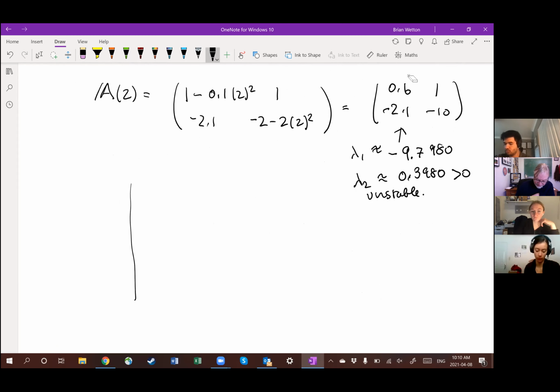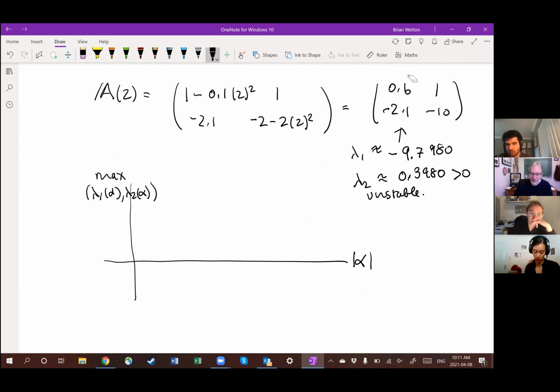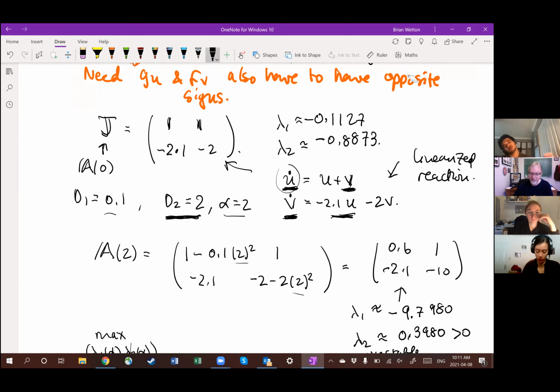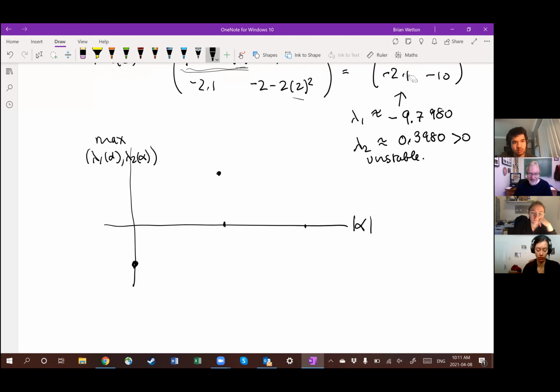Okay, now let's just have a look, all right? I'm gonna go in alpha. I'm gonna look at the maximum of lambda 1 and lambda 2, right? When I'm at 0, I'm stable, right? I know at 2, I'm unstable, right? If you look at this thing, as alpha goes to infinity, eventually this term goes negative, and once this term goes negative, then the determinant goes positive. The trace is always negative, but once this goes negative, the determinant goes positive. So somewhere out here, past here, everything is stable again, right? So the shape of this thing looks something like this.